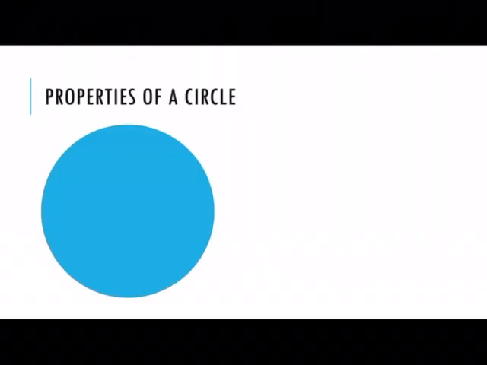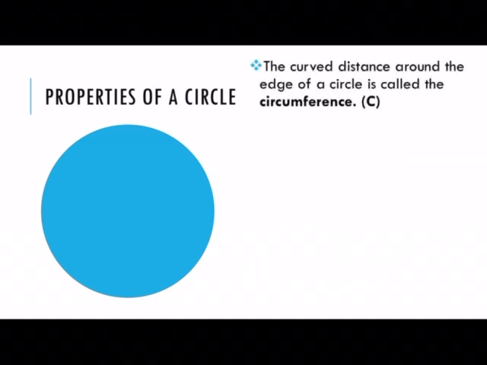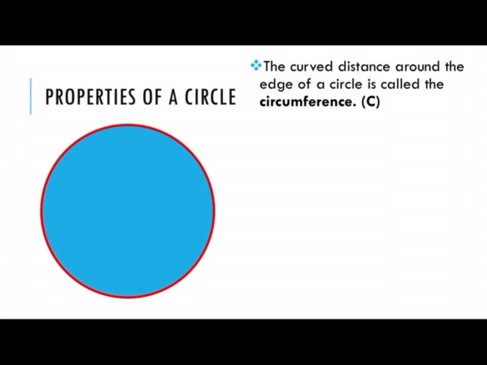Right, we will start by looking at the properties of a circle, like I said. So the curved distance around the edge of a circle is called the circumference. We use the letter C for the circumference. You might have seen something similar to the circumference before when we covered 2D shapes. We call it the perimeter in other shapes, but when we're talking about a circle in particular, we refer to it as the circumference, okay?